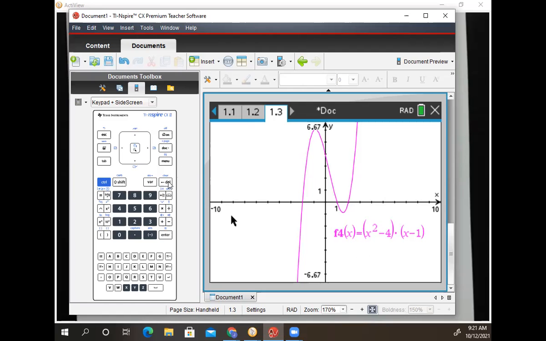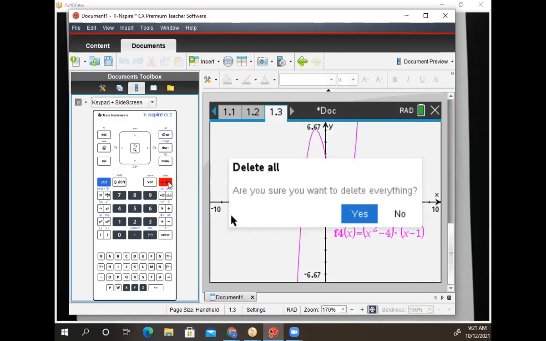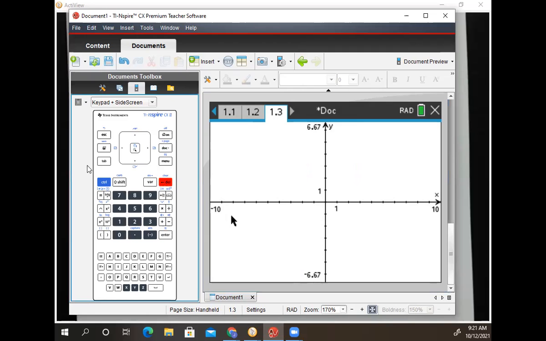Let's go ahead and get this out of here. You hit the delete key 3 times. It does get rid of your graph. And then I could hit the tab key to bring my equation entry line back up. And let's graph the next one. This is x squared minus 1 and x plus 3 squared.